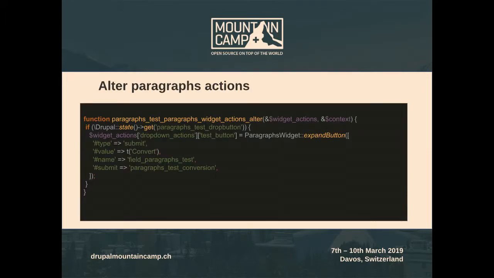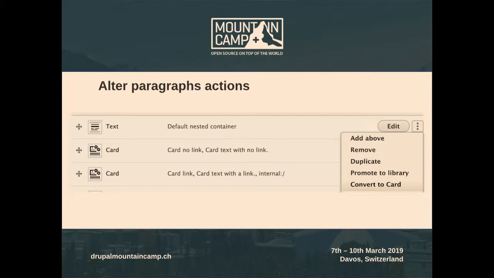In paragraphs core, there is this hook. It's called widget actions alter. Widget actions, which you can use to add new operations to your paragraphs. In this case, we are just adding a new operation. It's called convert, so it will appear in the list of other operations. For instance, where you can remove paragraph, where you can duplicate it, or where you can promote to library, as we've seen with library items. So we have to implement the hook. We create a new button. There's a convert button, and then it appears here.